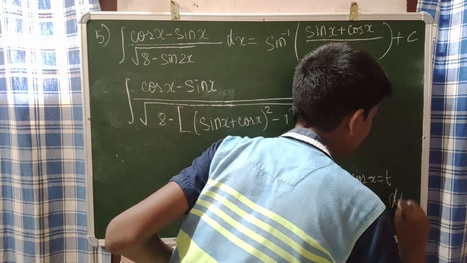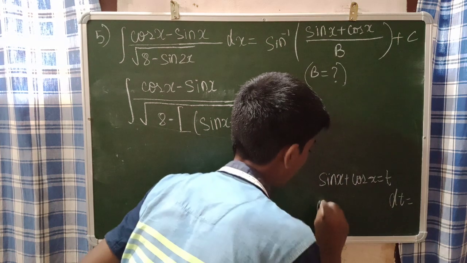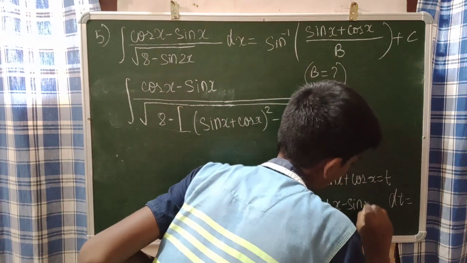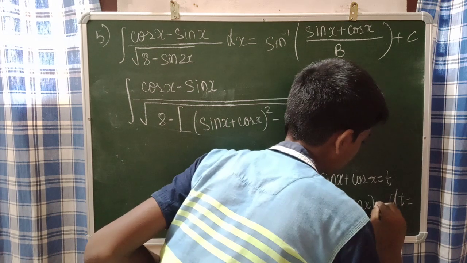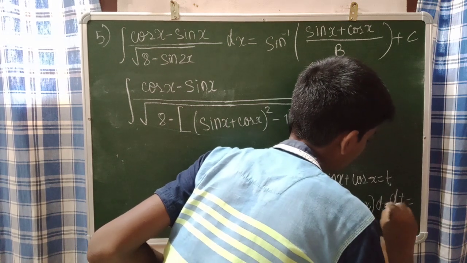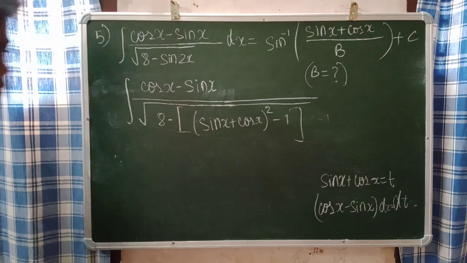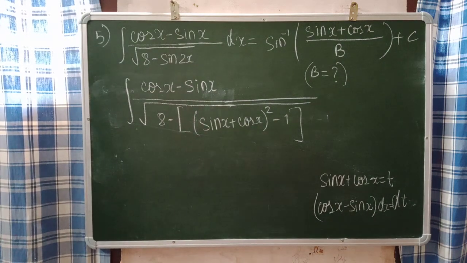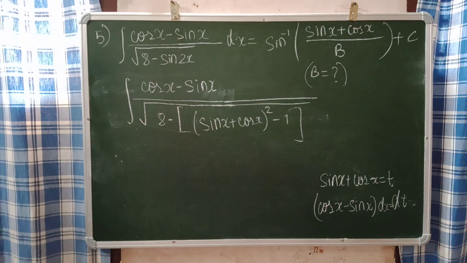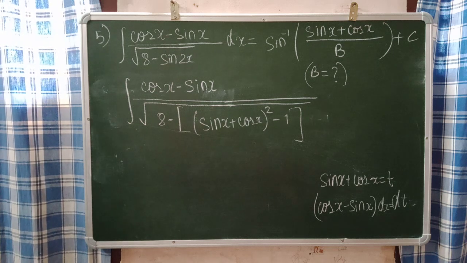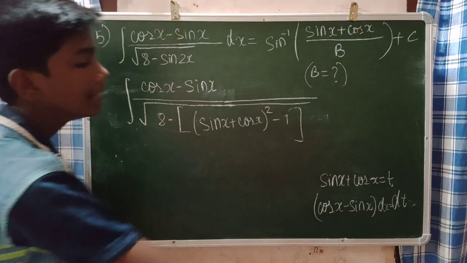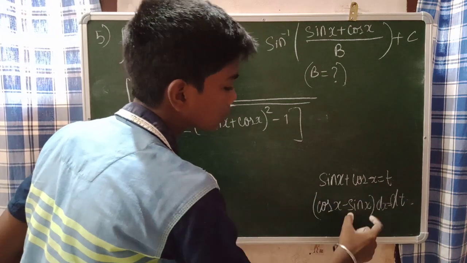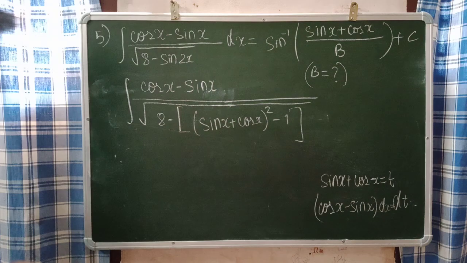Then your dt will be nothing but (cos x minus sin x) dx. Correct? If sin x plus cos x equals t, then (cos x minus sin x) dx will be your dt, basic thing. Because t is sin x plus cos x, dt will be the differentiation of t. So the differentiation of sin x is cos x, the differentiation of cos x is minus sin x, so (cos x minus sin x) dx will be your dt.